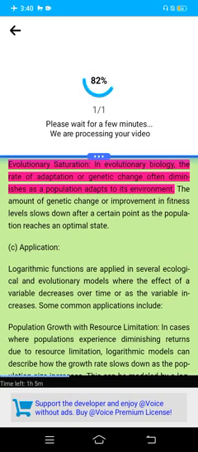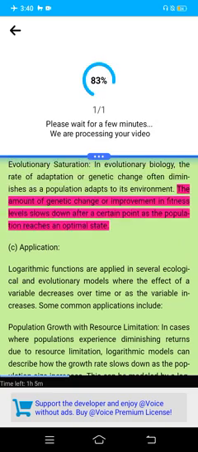Evolutionary saturation. In evolutionary biology, the rate of adaptation or genetic change often diminishes as a population adapts to its environment. The amount of genetic change or improvement in fitness levels slows down after a certain point as the population reaches an optimal state.